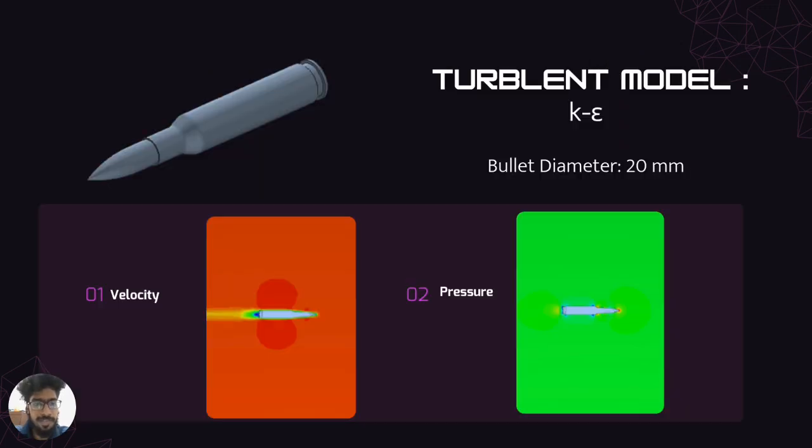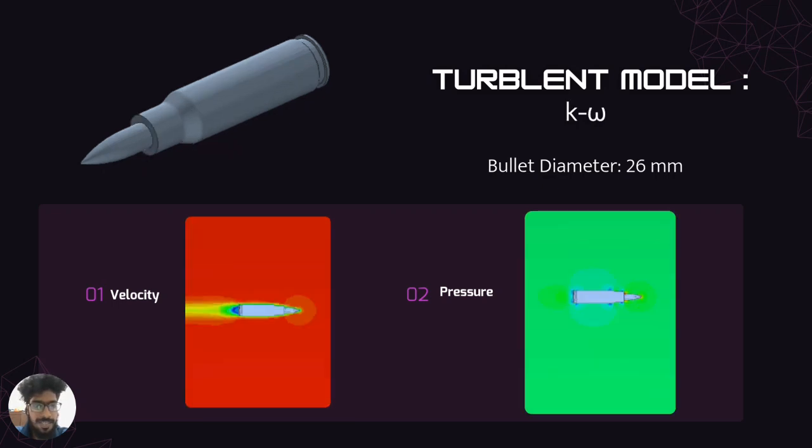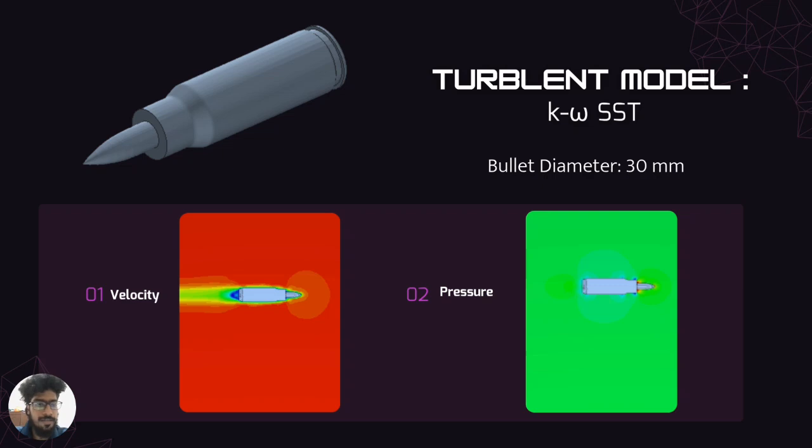These are the color contour plots of velocity and pressure for a bullet diameter of 20 mm. The turbulence model used is K epsilon. Next, these are the color contour plots of velocity and pressure for the bullet diameter of 26 mm. The turbulence model used is K omega. And finally, these are the color contour plots of velocity and pressure for the bullet diameter of 30 mm, and the turbulence model used is K omega SST.